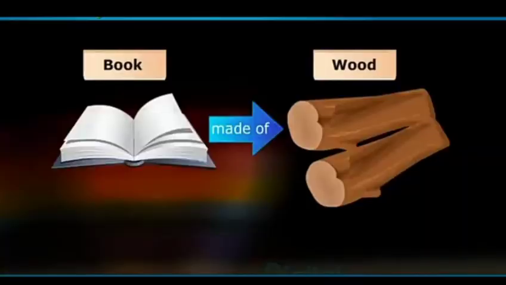Take the case of a book. That is an object which is comprising of a lot of papers. But the papers, of which material is it made? The papers are made up of the wood. So the book or the paper, that is an object. But the wood, that is a material.